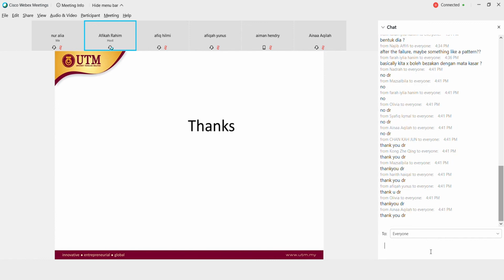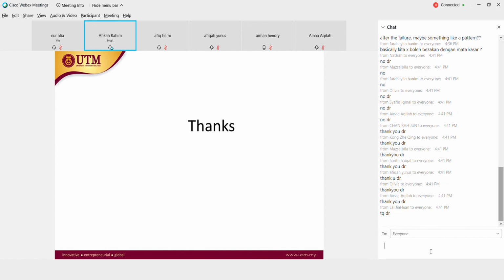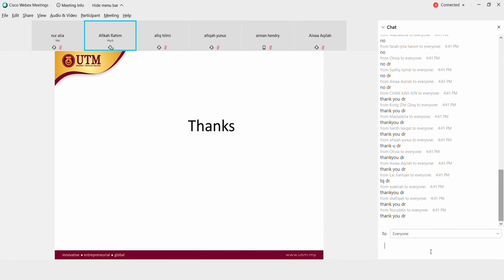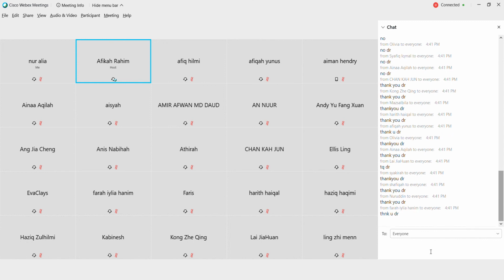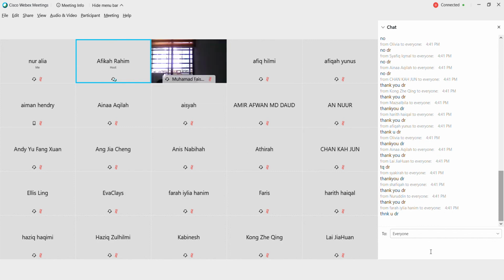Okay. But I want to take picture this week. For those who can turn on your camera, please turn on your camera. Who cannot turn on your camera, please do not turn on your camera. Okay, please turn on your camera so that we can take picture this week.